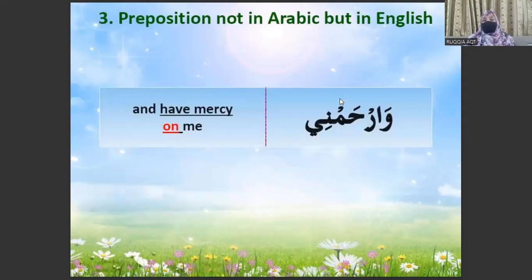The third rule is about prepositions in other languages. Warhamni. Here no preposition is used in this word. Warhamni, wa irhamni. But when we translate it into English, we say, and have mercy on me. And in Urdu, if we say mujh par rahm, we use the preposition par. So we are using a preposition in other languages, but sometimes we are not using any preposition in Arabic.